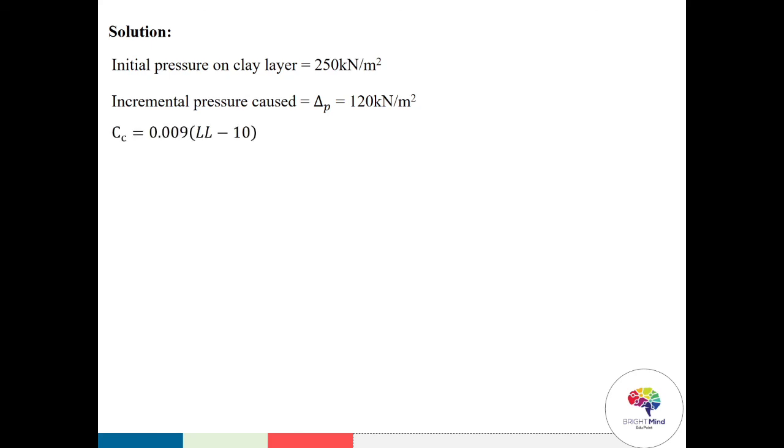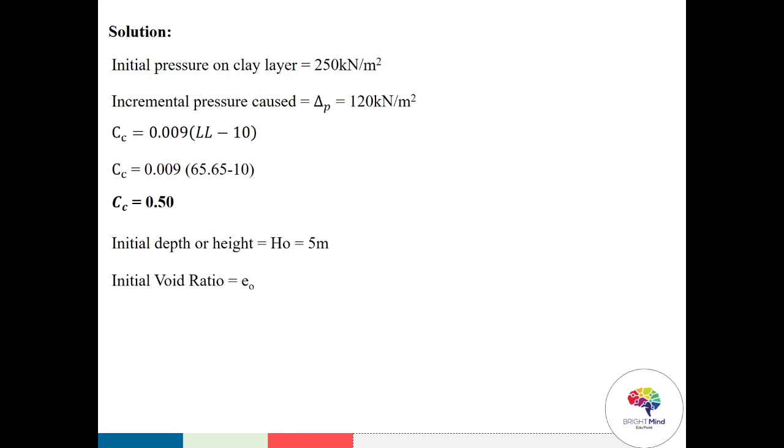Firstly, we'll find out the value of compression index Cc using the expression 0.009 into liquid limit minus 10. So Cc will be equal to 0.009 into 65.65 minus 10, which gives us the value of Cc as 0.5. Now, the initial depth or the total height represented by H naught is 5 meters. Let the initial void ratio be represented by e naught.